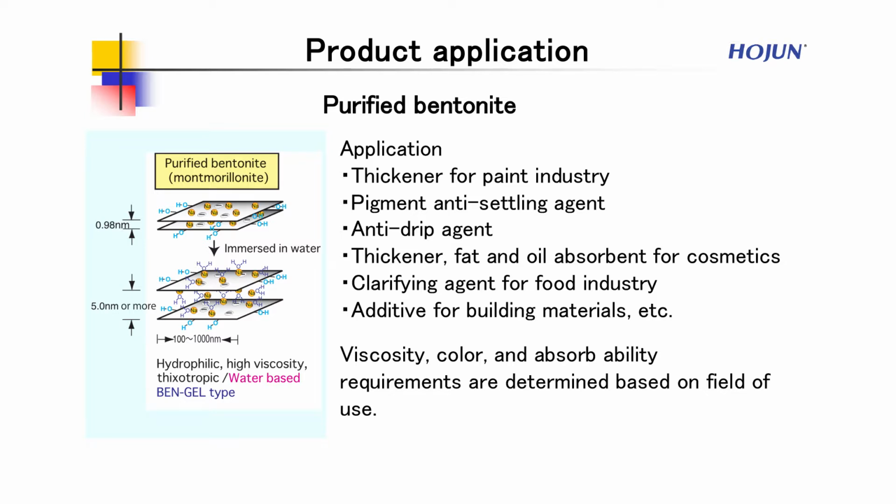Product properties are adjusted to meet the varying fields of use requirements, such as thickeners for water-based paints, pigment anti-settling agent, anti-drip agent, thickener for cosmetics, fat and oil absorbents, clarifying agents for the food industry, additives for building materials, etc.